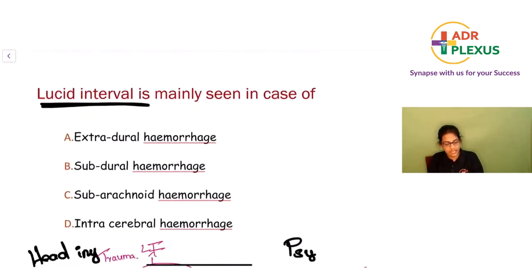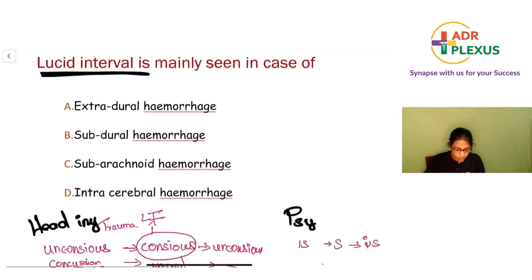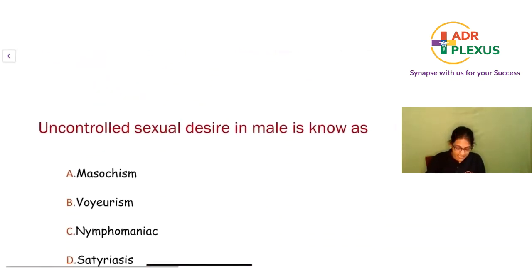Lucid interval is mainly seen in case of extradural hemorrhage. So what else have we seen with this? Extradural hemorrhages are mostly arterial bleeds, caused by the middle meningeal artery breaking. Subdural hemorrhage is the second common cause for lucid intervals. And in psychiatry, lucid interval is the sane period between two insane periods, and it becomes important because the person is sane, so he can get into contracts, right? So that's lucid interval. Now let's see the next question.